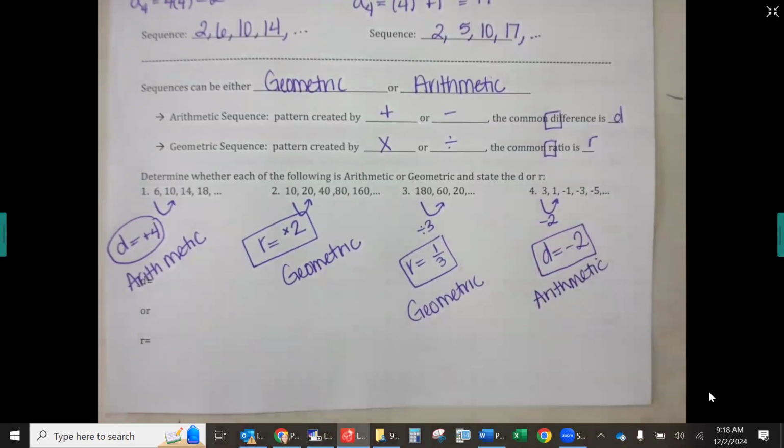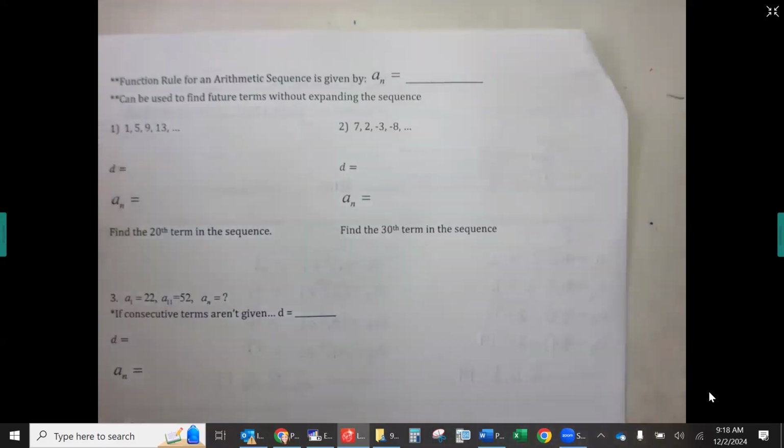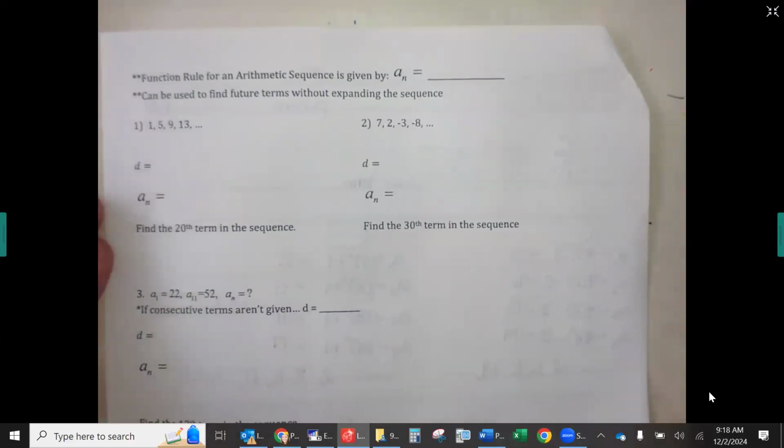All right, go ahead and turn the page. All right, so what we're eventually leading this to is that when you have a list and you find out what type it is, you should be able to write the function rule. So up here at the top, I'm going to give you sort of the generic one, and then we'll do a couple of examples.